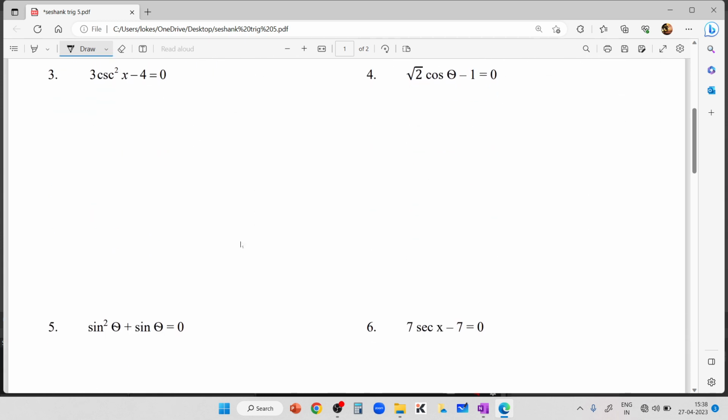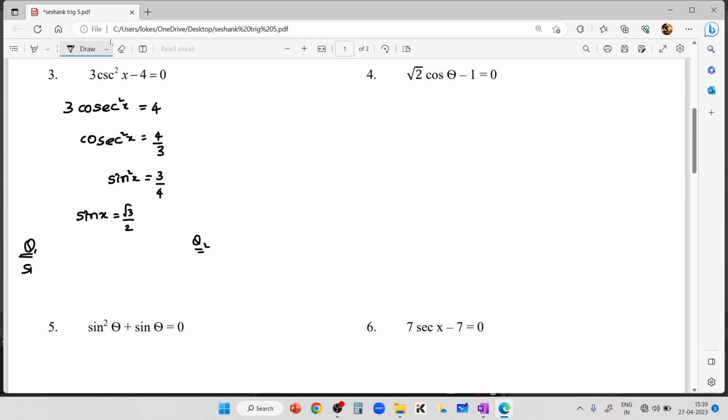Now we got one more question: 3 cosecant square x minus 4 is equal to 0. That means 3 cosecant square x is equal to 4, so cosecant square x is equal to 4 by 3. We know that cosecant is the reciprocal of sine, so sine square x is equal to 3 by 4. If we take the square root on both sides, sine x is equal to root 3 by 2. Sine x is positive in two quadrants, one in the first quadrant and one in the second quadrant.